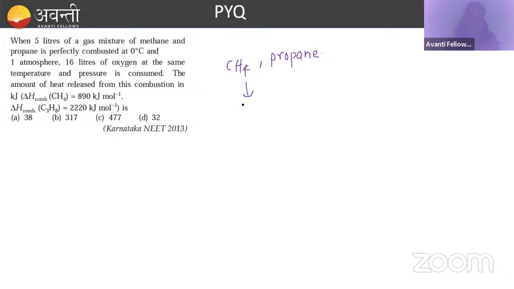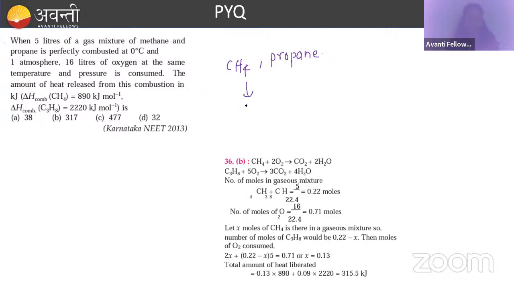यहाँ पे दिया हुआ है. ठीक है, सो देखो यहाँ पे मैंने कैलकुलेशन किया हुआ है. मीथेन का मैंने कंबशन किया. मीथेन का कंबशन करने के बाद हम लोगों को क्या मिलता है? CO2 and H2O. Again for propane you are going to get the same type of products, but the number of moles are different. So the number of moles in the gaseous mixture, CH4 plus C3H8, is 5 by 22.4.